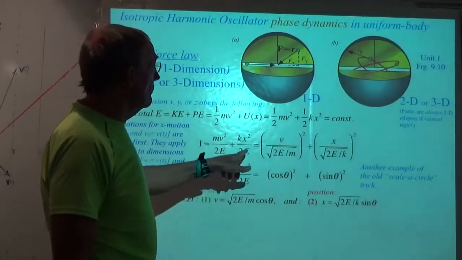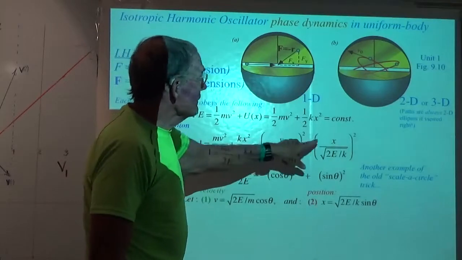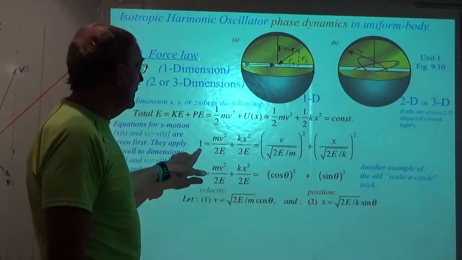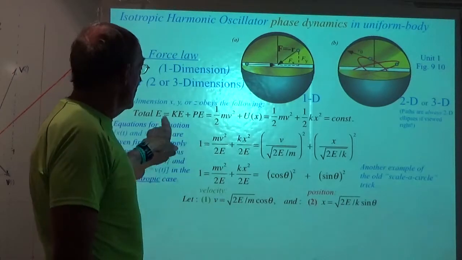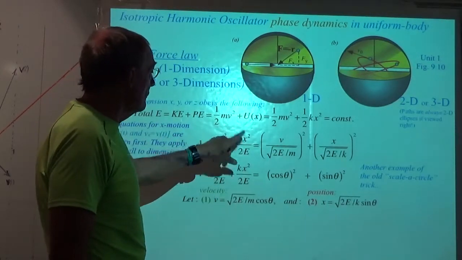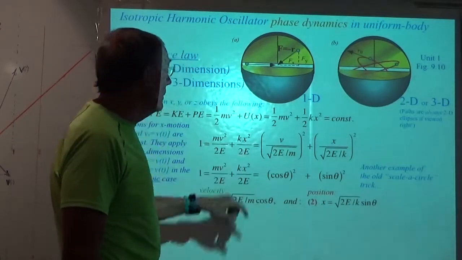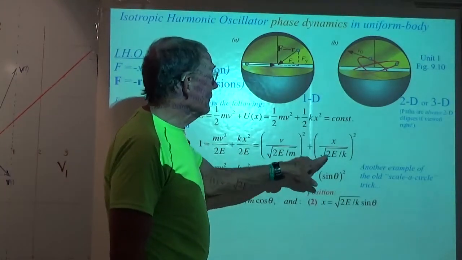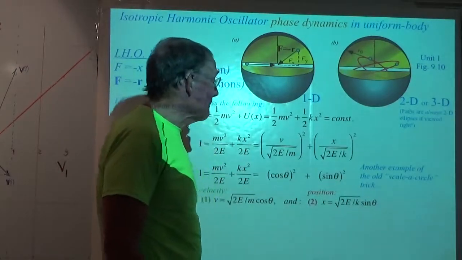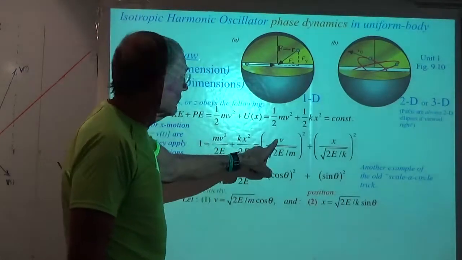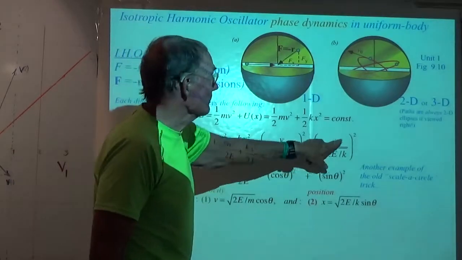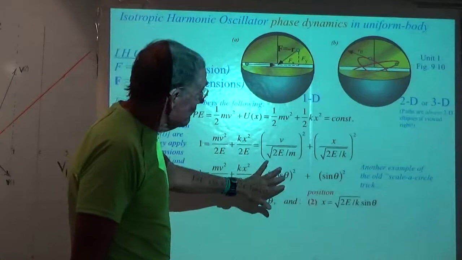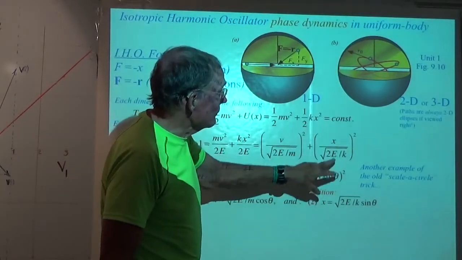So I'm simply writing this in a way that lets me get a sum of 1 here. I've divided through by the energy, and the factor 2 is on both of them. So I can write this one as 2e over m, and this one is 2e over k. There's a velocity, which was squared before, and a position, which was squared before. And this is adding up to 1, so I can assign an angle as a single coordinate.